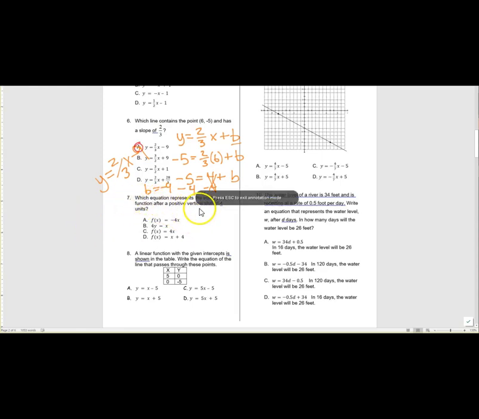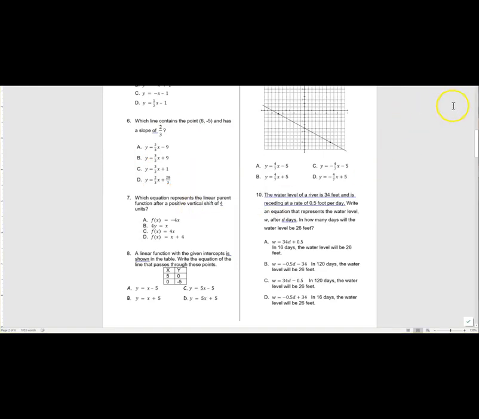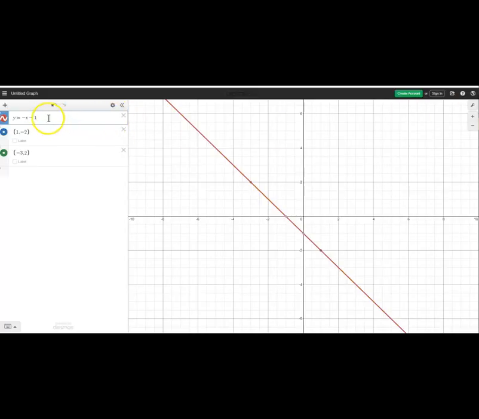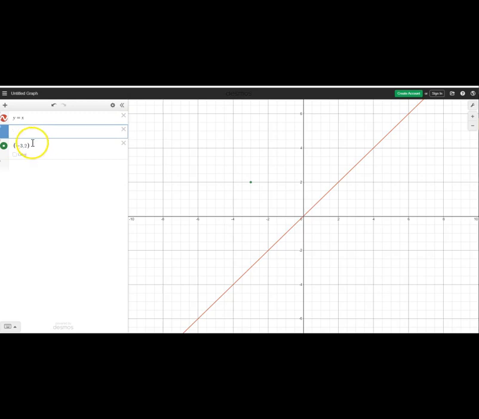Okay, which equation represents the line that represents the linear parent function after a positive vertical shift of 4 units? Okay, so back to Desmos here, and remember that the linear parent function is f of x equals x, or y equals x. Okay?